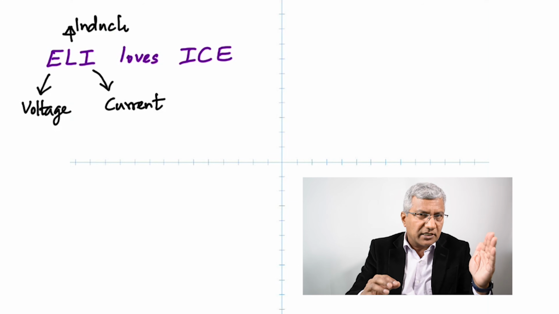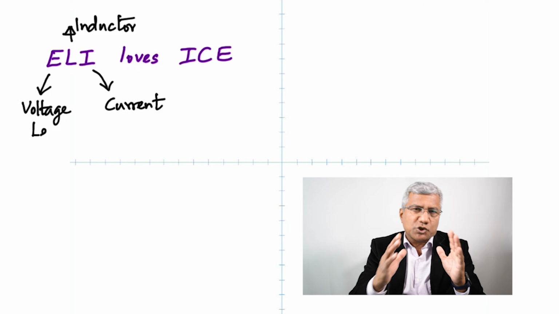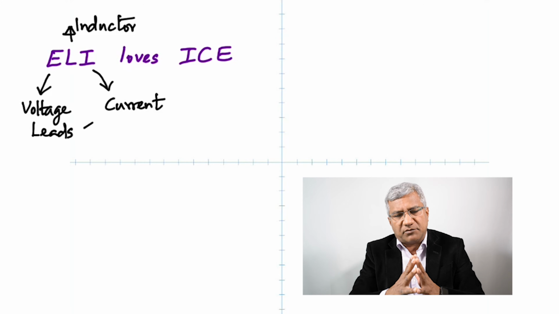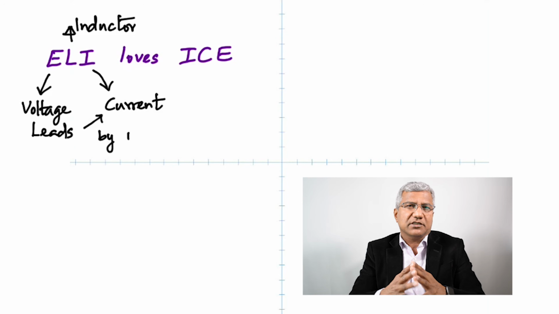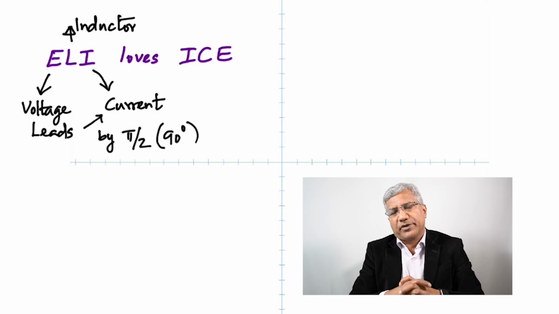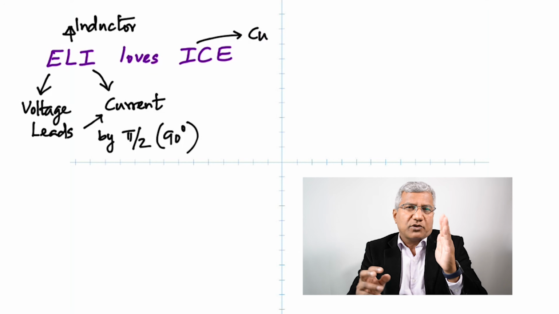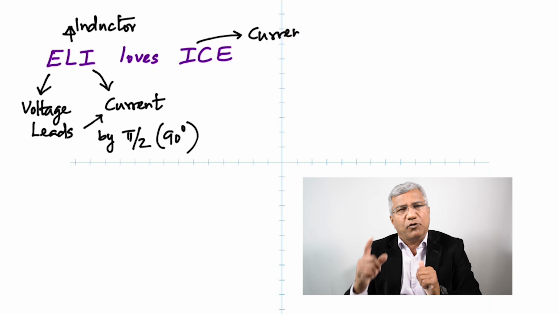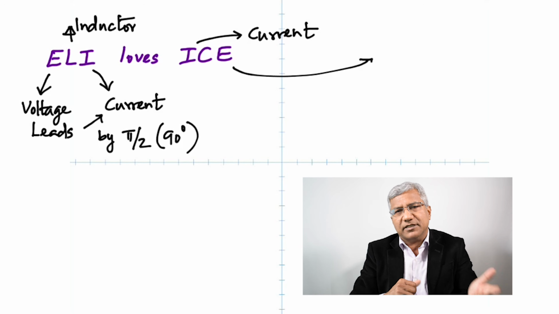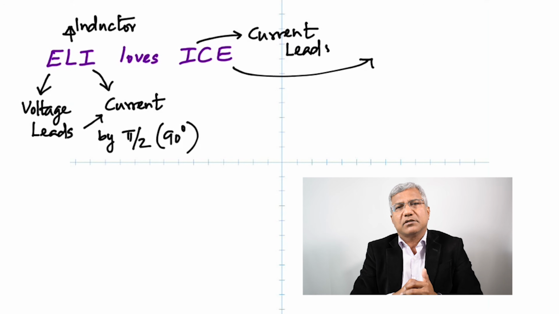I wrote the E before the current. So the voltage leads the current by 90 degrees or pi by 2 radians. Okay? For a capacitor, I wrote the current I before. So that means the current leads the voltage by pi by 2, 90 degrees. That's important to know.